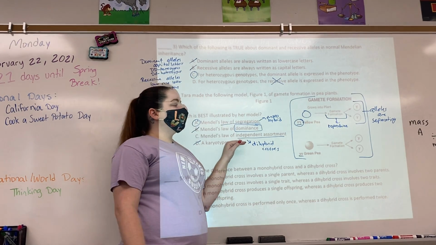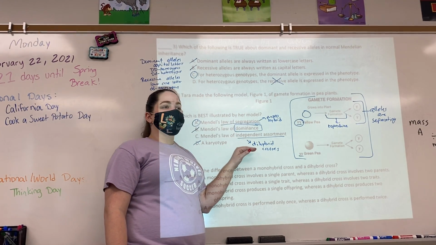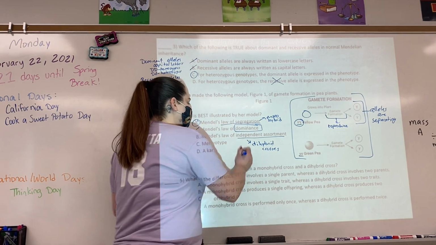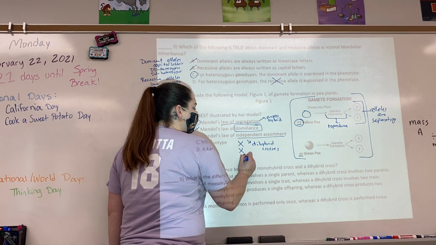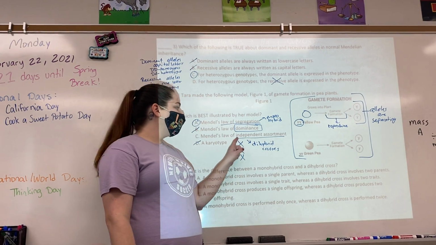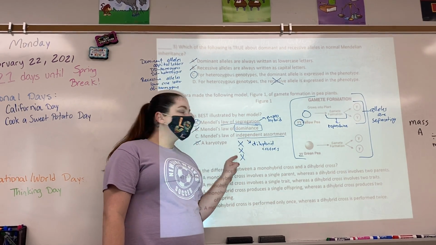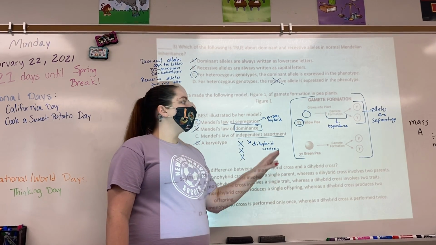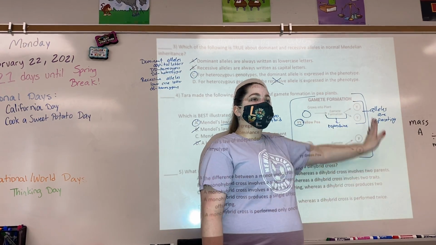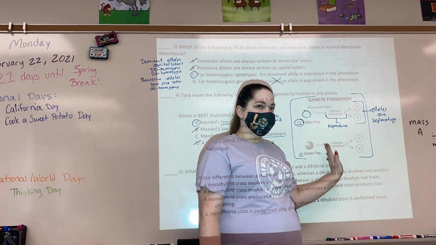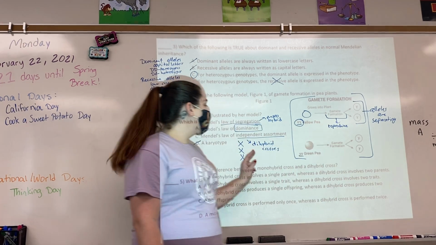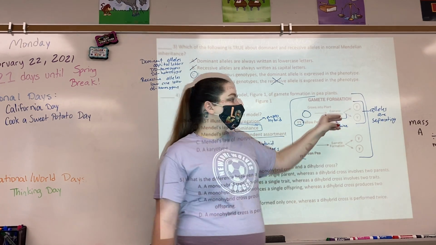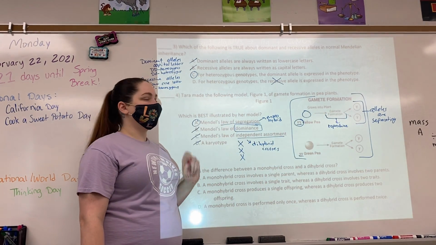If you see the word independent assortment, you need to think dihybrid crosses. Because when we have independent assortment, we have multiple chromosomes lining up in order to separate. And what independent assortment says is that these chromosomes are going to line up independently of each other. So, do we have chromosomes lining up independent of each other in this picture? No, we do not. So we do not have the law of independent assortment. We do have alleles separating, so we do have the law of segregation.